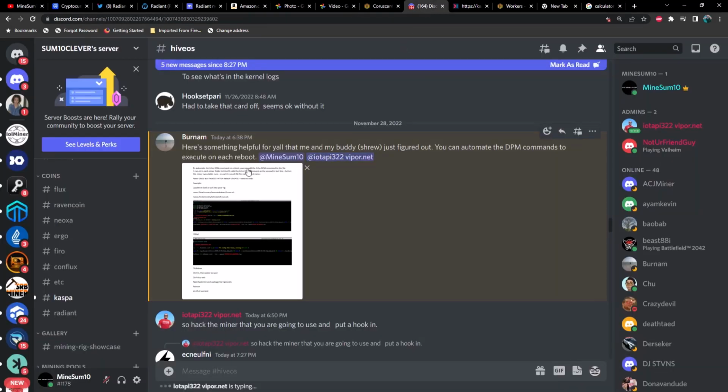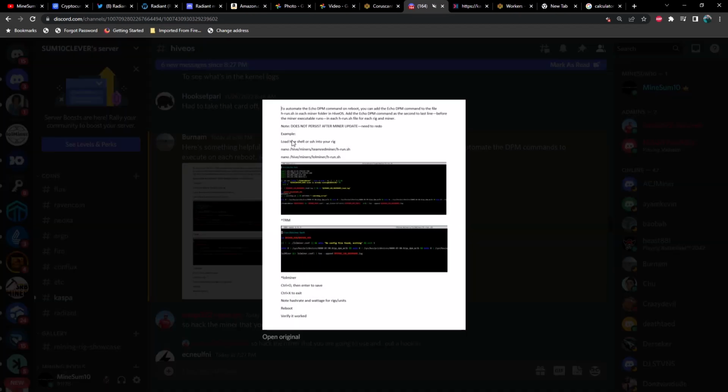However, if you can follow these steps, which I haven't done yet, so bear with me, once I get this all figured out, I will show you guys step by step. But for those of you who are familiar with this and can figure it out, to automate the echo DPM command on reboot, you can add the echo DPM command to the file in each miner folder in HiveOS. Add the echo DPM command as the second to last line before the miner executable runs in each file for each rig and miner. It does not persist after the miner update, just FYI. So if you update your rig or your miner, you will have to do this again.